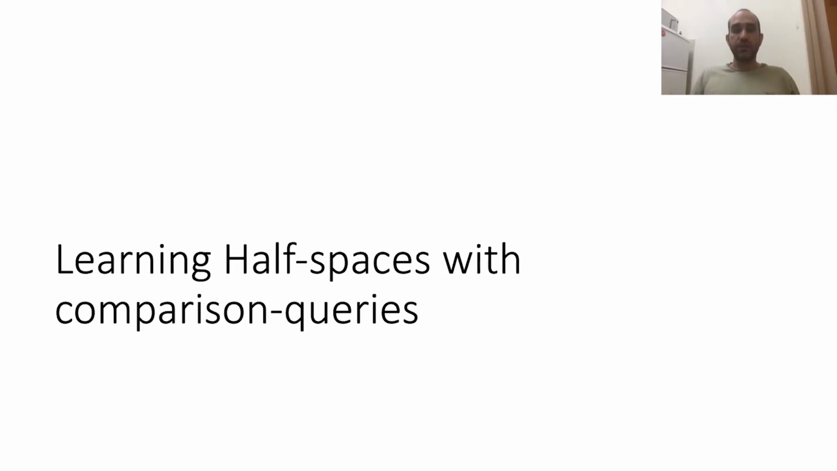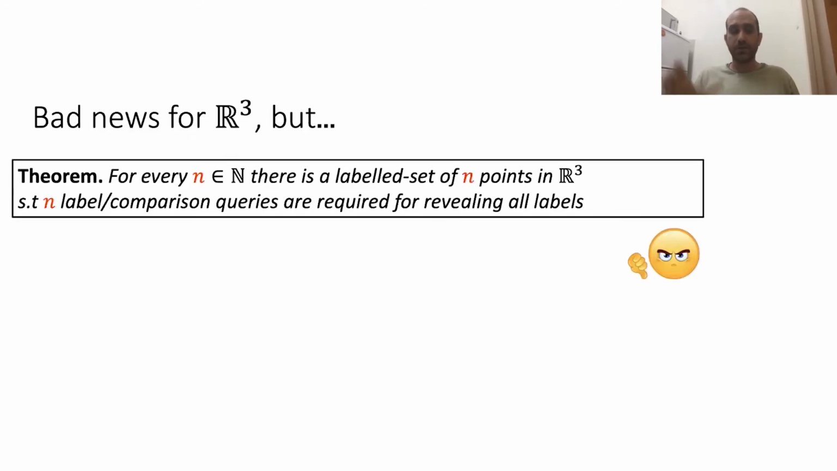Okay, great. So let me now quickly state the main results. For halfspaces, let me begin with bad news, but also an open question. The bad news is that in R3, for every natural number n, there exists a rather exotic set of n points in R3, such that one can prove that you need at least order n label and comparison queries for revealing all labels.